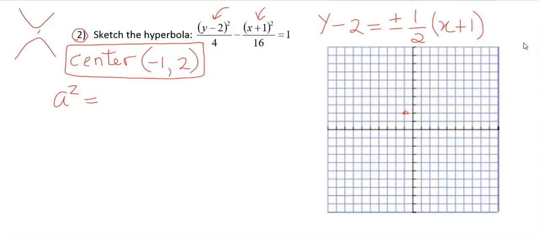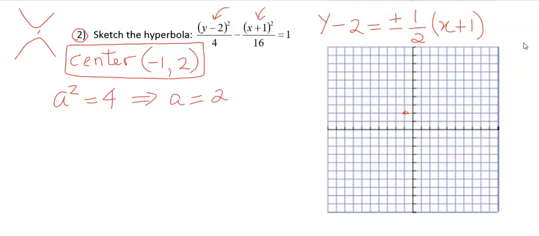I think in your notes they say that it's the first denominator, which is true. It makes sense if you say that, because typically we would write the positive term first, all right? And that makes sense. So here we go. We got a squared is equal to 4. Take your square root of both sides. You get a equals 2.